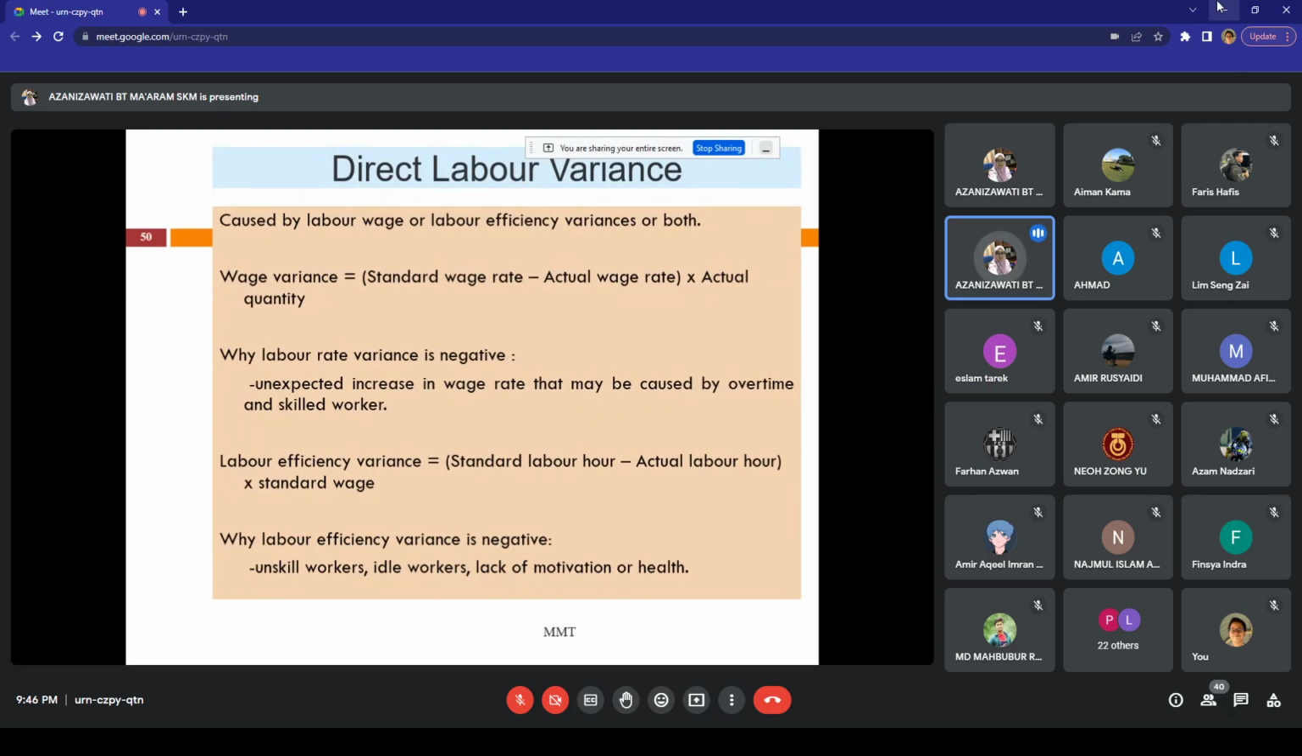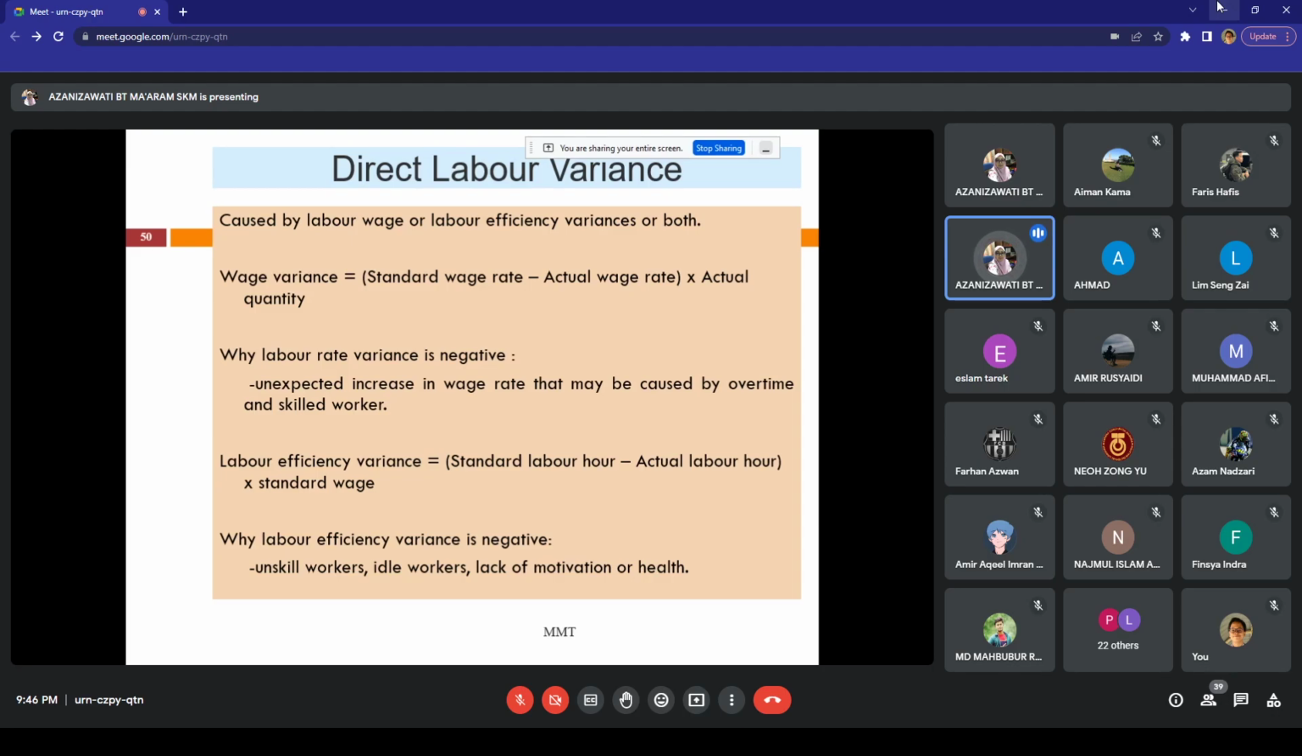So this one is also the same. Okay, just now was material and this one is the labor variance. So for labor variance, we are referring to the wage variance and labor efficiency variance, the cost caused by labor wage or labor efficiency variance or both. So wage variance is the standard wage rate minus the actual wage rate, multiplied by the actual quantity.